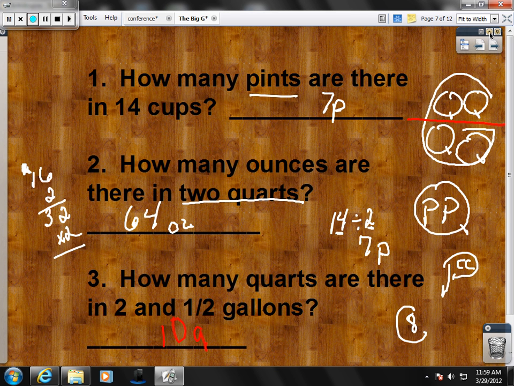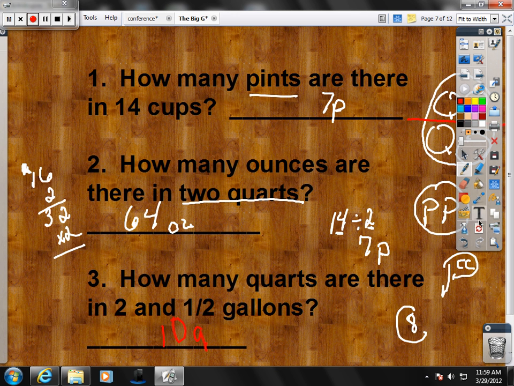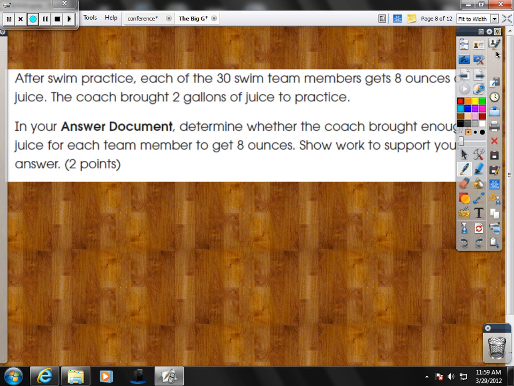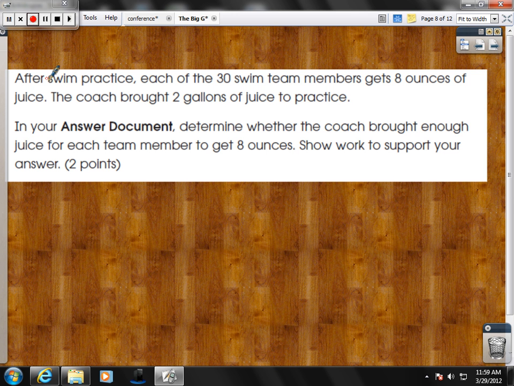Now let me show you one problem that showed up actually on the OAA assessments. Take a peek at it, because I think you guys can probably figure it out. It says, after swim practice, each of the 30 swim team members gets 8 ounces of juice. The coach brought 2 gallons of juice to practice. In your answer document, determine whether the coach brought enough juice for each team member to get 8 ounces. Well, you probably want to figure out how many total ounces there are. Once you figure out the total number of ounces, you can divide that by 8, and that should help you figure out whether or not they have enough.